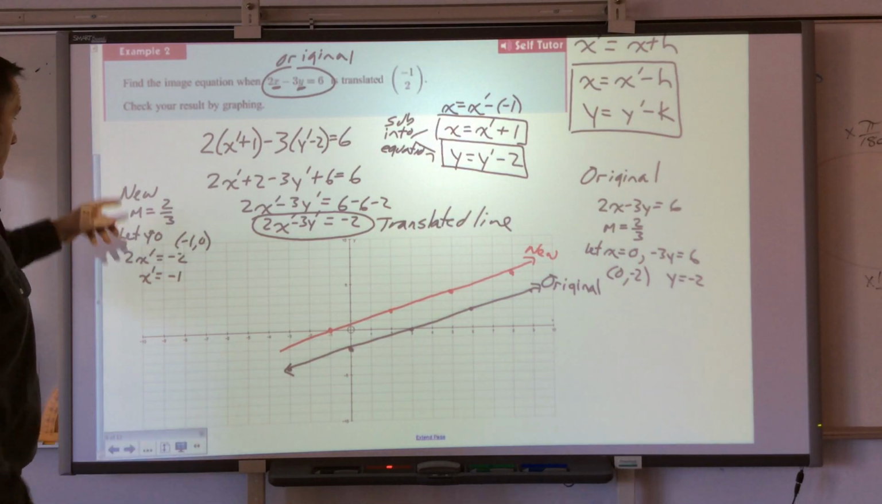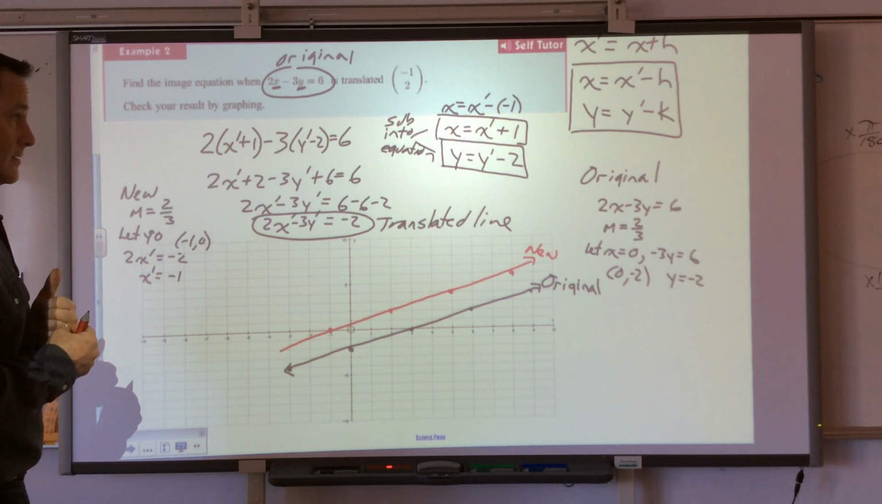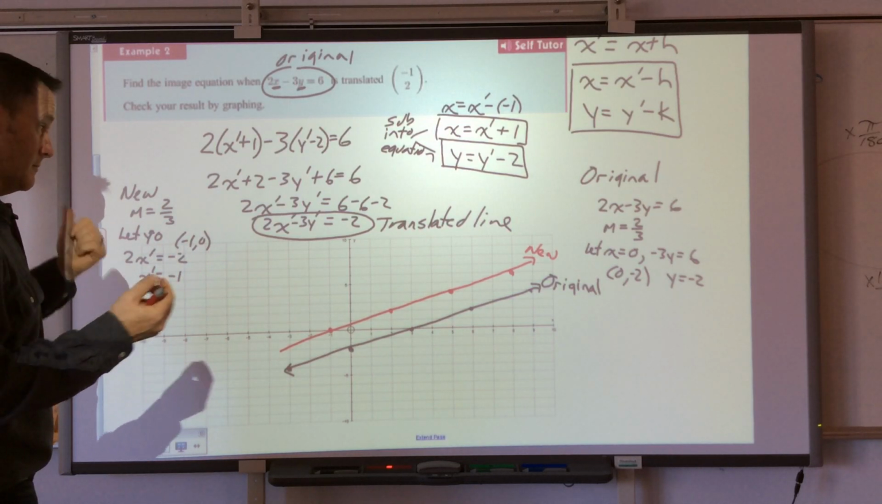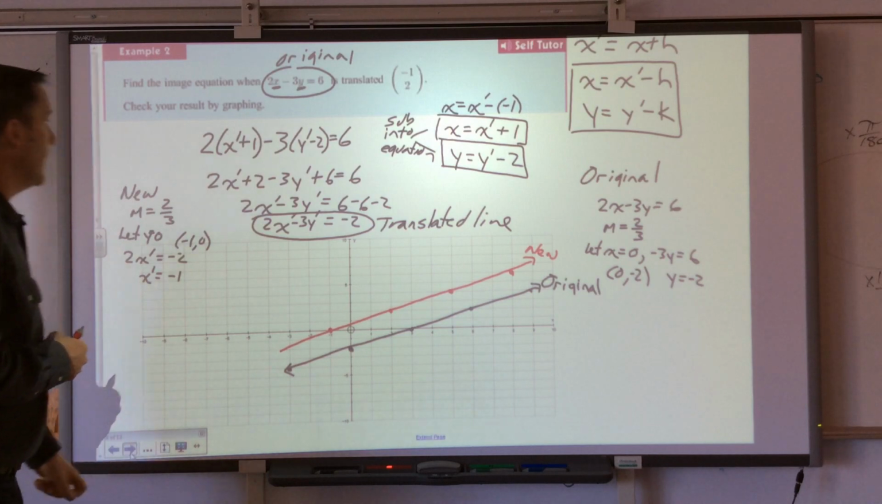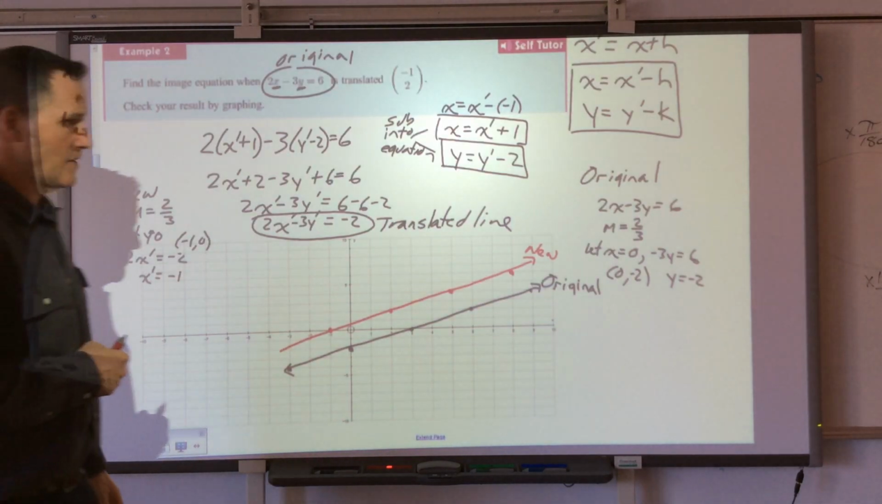And they end up parallel, which they should, because we're just translating the same line, moving it around. And that's it. Let's see what else we got. Reflections. And that, folks, is translations.